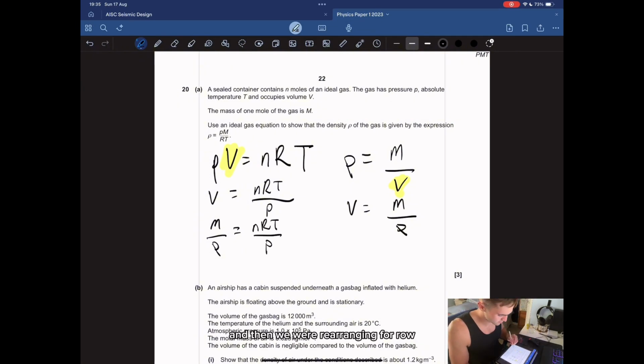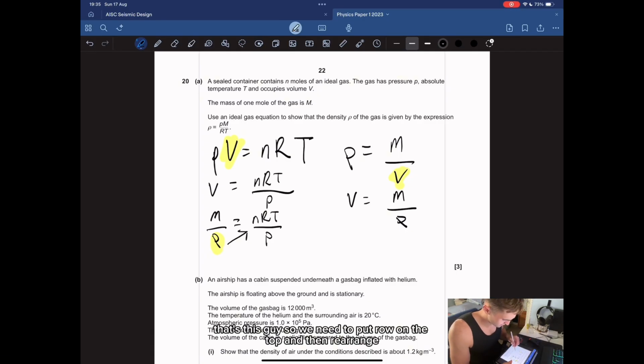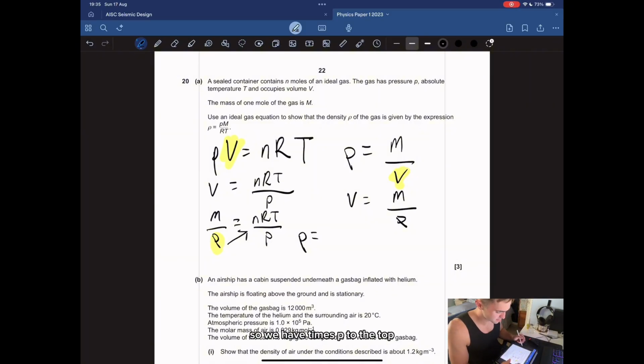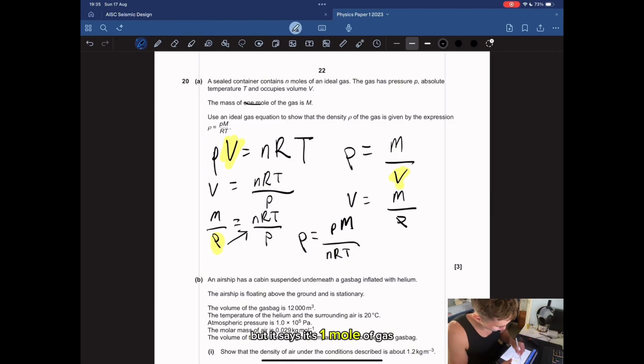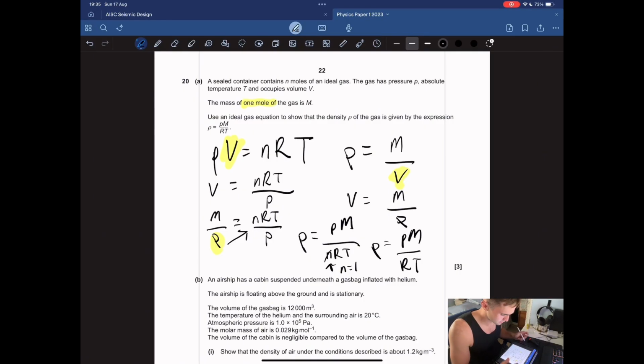And then we're rearranging it for rho. We need to put rho on the top and then rearrange. So we can say that rho equals, we're going to times P to the top, so PM over, and then we're going to divide through by nRT. And obviously n is the number of moles, but it says it's 1 mole of gas, so n is 1. So we can just cancel it out. So rho equals PM over RT. So we've shown it.